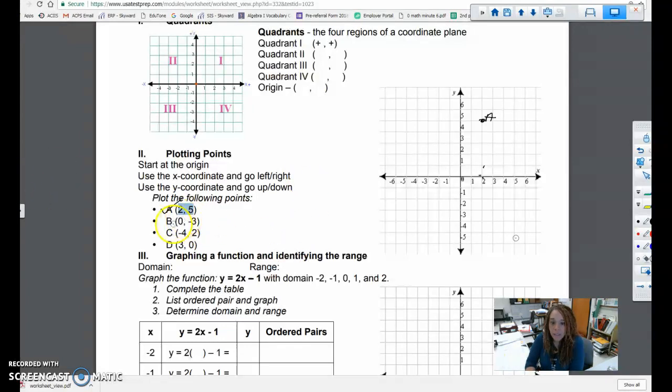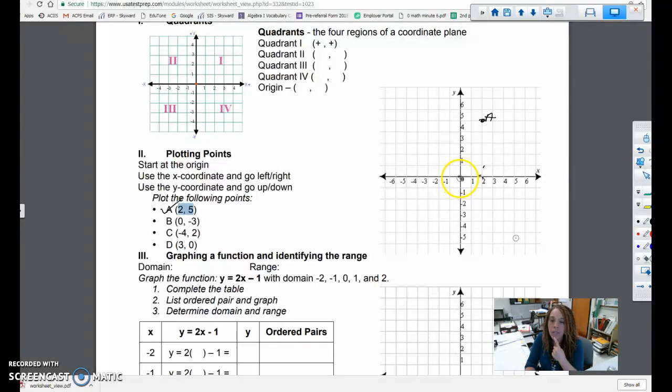Now, choice B. Here my x value is 0, and my y value is -3. So on x, I'm going to go 0. Many times students get tricked up by this. If x is 0, do I move forward or backward? Actually, you move nowhere. Stay right there. 0 means nowhere, nothing. So I'm going to stay at 0. That's my first stop. And my next stop is -3 for my y value or coordinate.